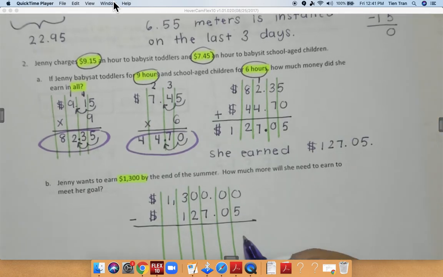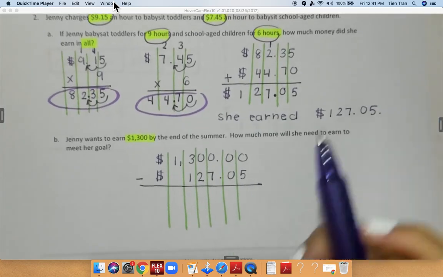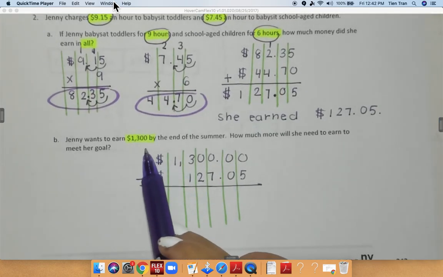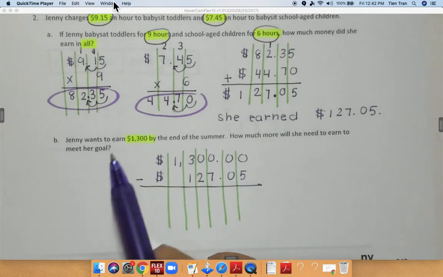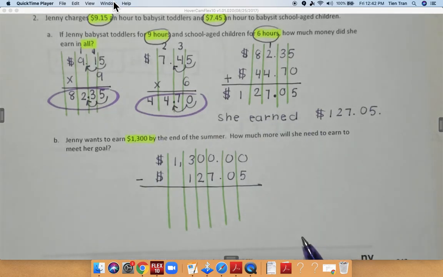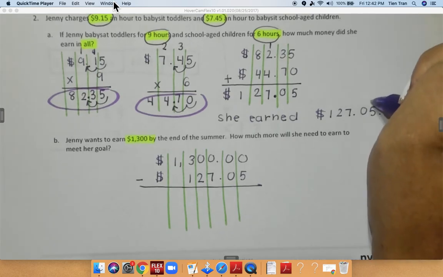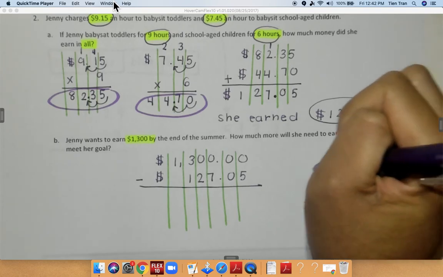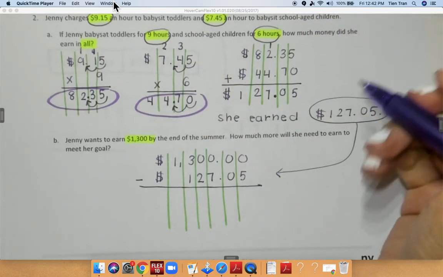$127.05. Now, for problem B, they asked me, Jenny wants to earn $1,300 by the end of summer. How much more will she need to earn to meet her goal? So I need to figure out how much more does she need to earn. So I'm going to take this number, $127.05, and plug it in here because we're trying to figure out how much more does she need to earn. So now I'm going to subtract.